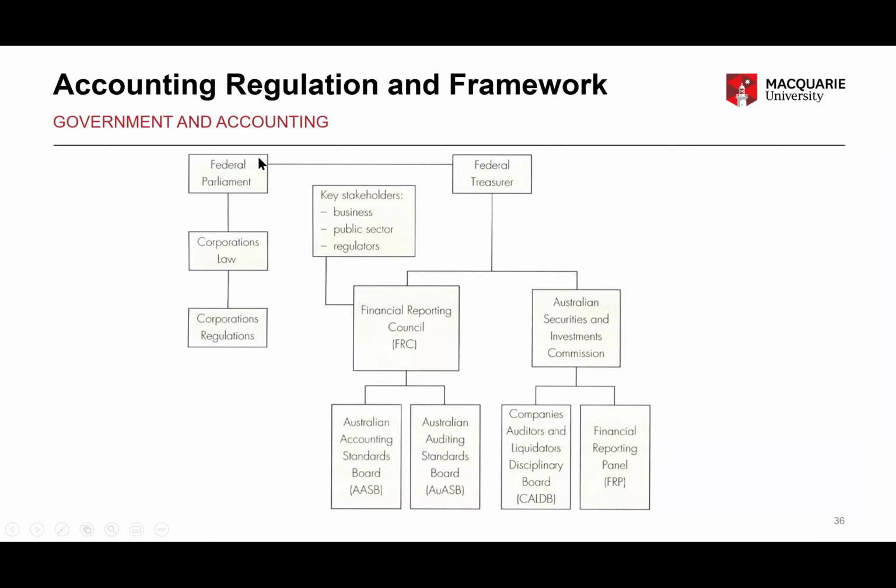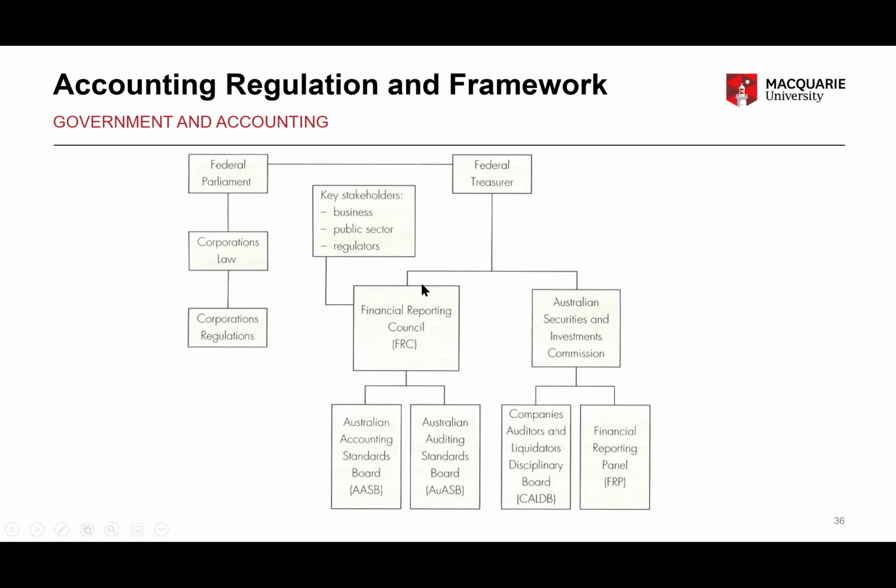So you can see here we have Federal Parliament and the Federal Treasurer. If we look at Parliament, who enacts laws, they are in charge of corporations law and regulations. So we do have a Corporations Act, which Australian companies have to follow in their business operations. You'll learn more about that in other units, I'm sure. We're interested in the accounting regulation, and the Federal Treasurer is in charge of all of this.